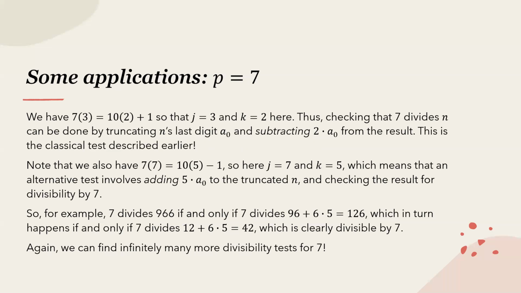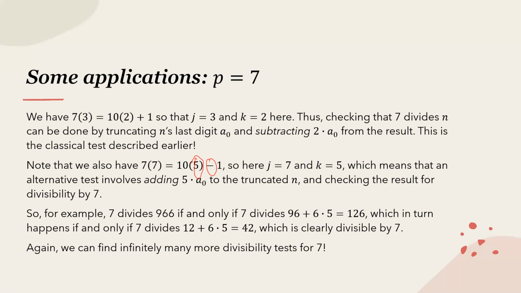But there are other options. For instance, 7 times 7 is 49, right? That's within one of a multiple of 10. In fact, that's 10 times 5 minus 1, right? 10 times 5 minus 1. Therefore, what would be a truncation divisibility test that we can get from that?